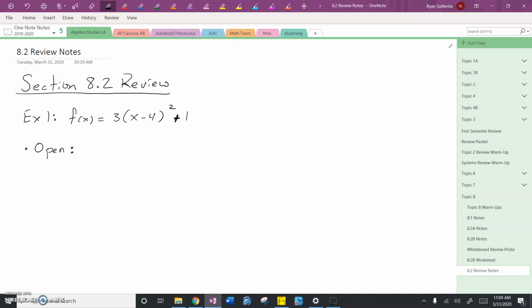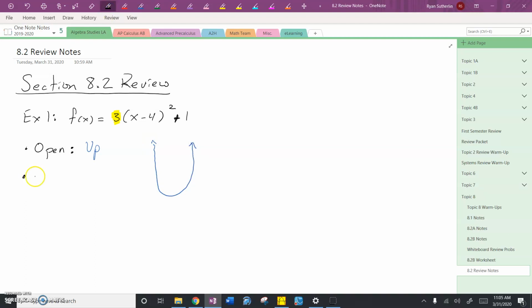So if you remember, to determine which way our graph opens, we look at this number that is what we call the a value. And in this case, it is positive, so this is a parabola that opens up. So over here to the right, I'm just going to sketch a parabola that opens up.